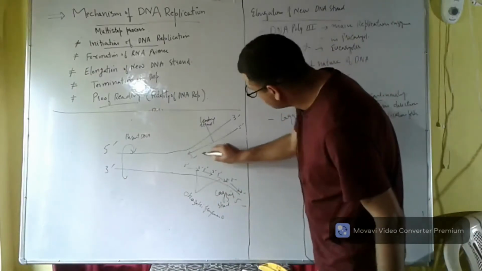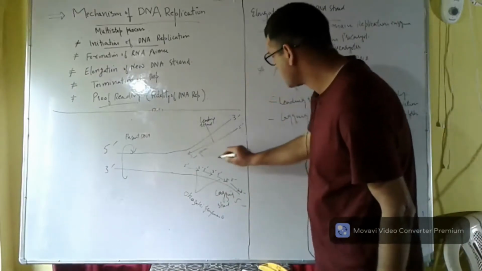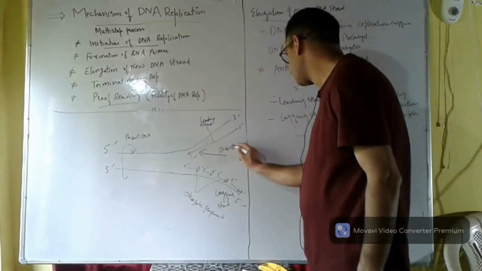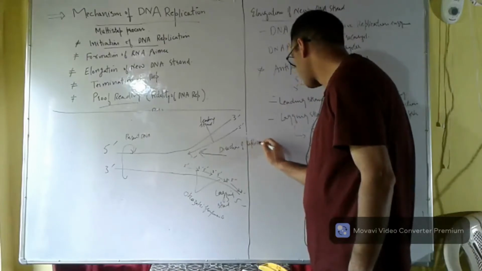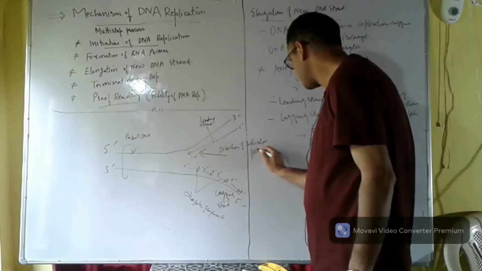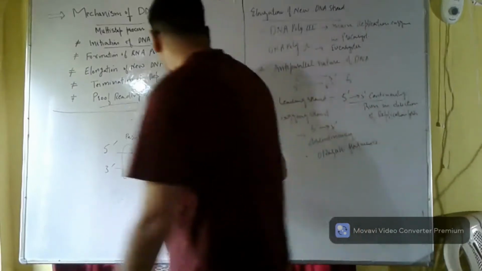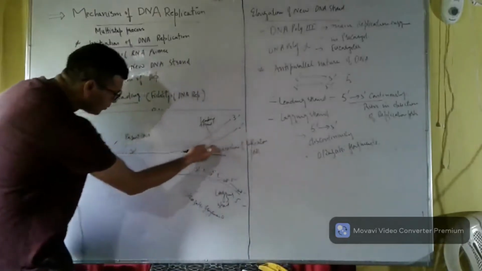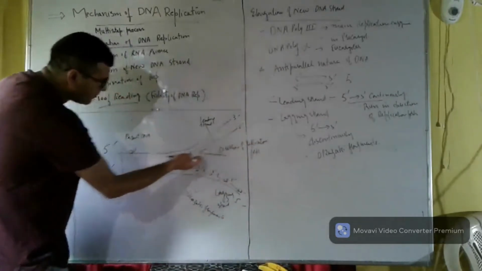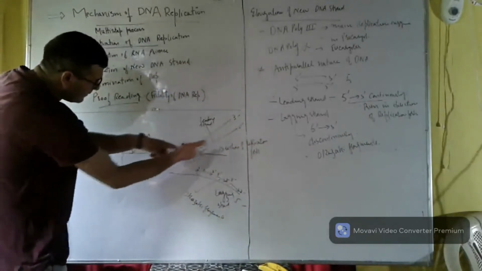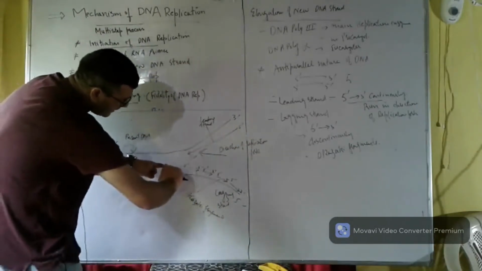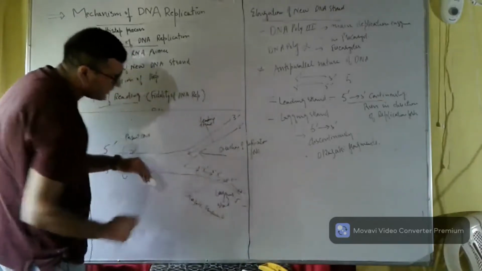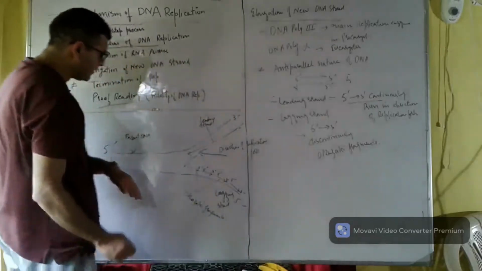So this is the direction of the replication fork. One strand is synthesized continuously in the direction of the replication fork, that means it runs in the direction of the replication fork. The other strand runs opposite to the direction of the replication fork.